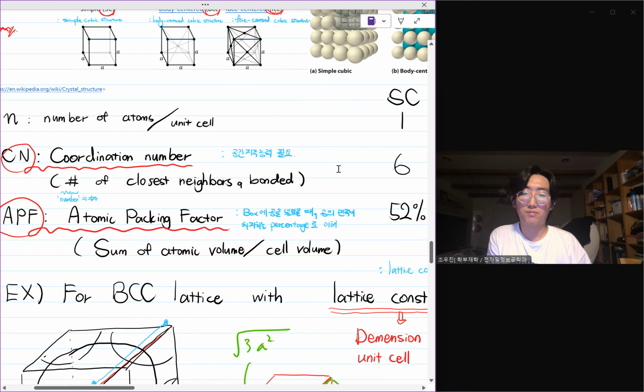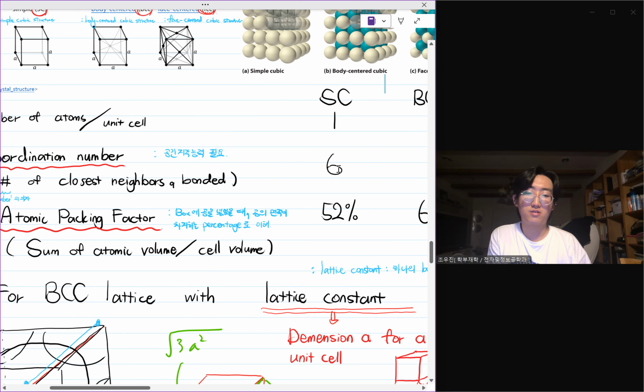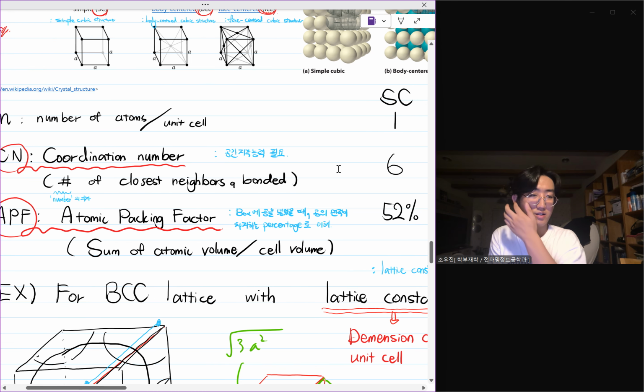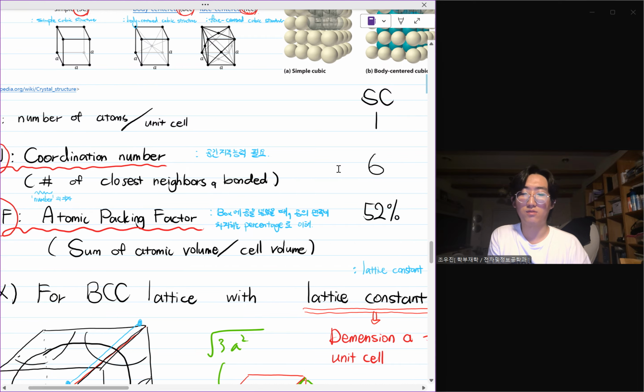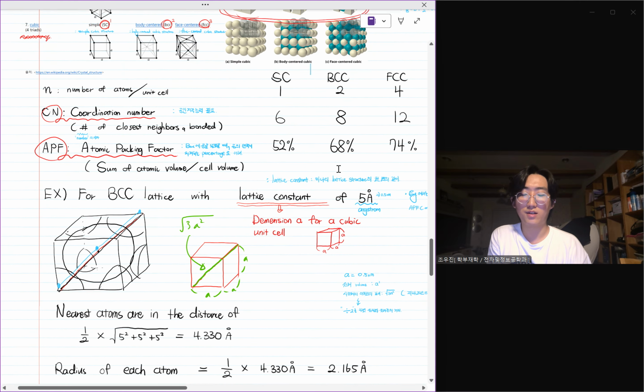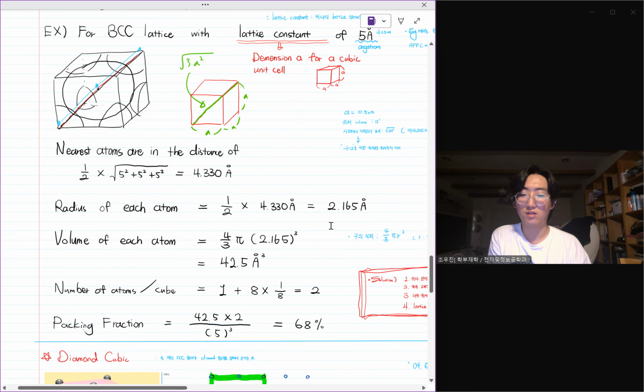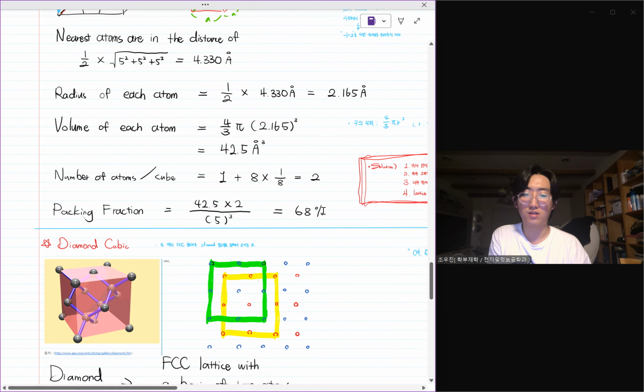Next one is atomic packing factor. The factor means the sum of atomic volume divided by the cell volume. You can easily understand this when you put balls in a box. This means the percentage of volume filled. Next one is some examples of these and how to get accurate values.